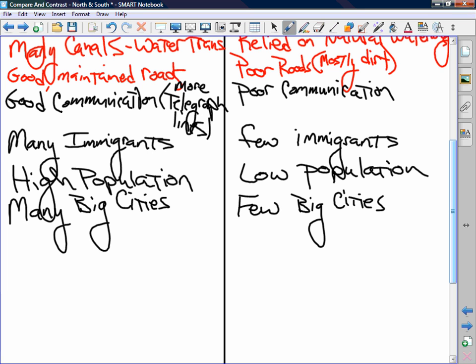Now the south had some cities. But if you compare the number of big cities in the south compared to the number of big cities in the north, there were a lot more in the north. And they were much bigger. I just gave you a hint for another one. I gave you a hint when I mentioned the rural poor. And think about what it takes in order to build factories. What do you have to have in order to build factories?